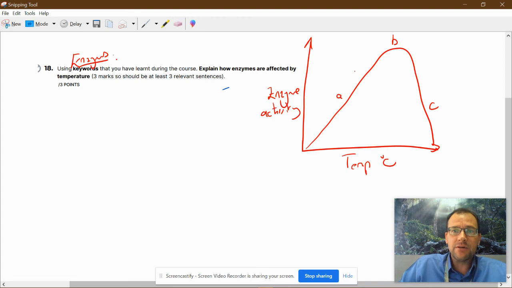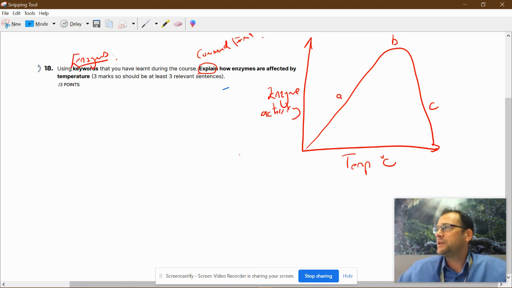What I do have to do is, rather than just describe what happens, I have to explain. So the really important bit is this command term, explain. So I have to give reasons, right? I'm not just going to say, oh, rate increases, then it's an optimum, and then it decreases. That won't be good enough. So first point, really, I have to start talking about kinetic energy.